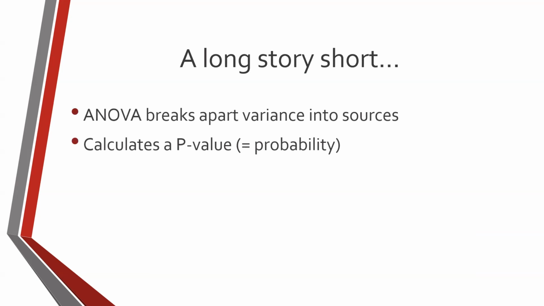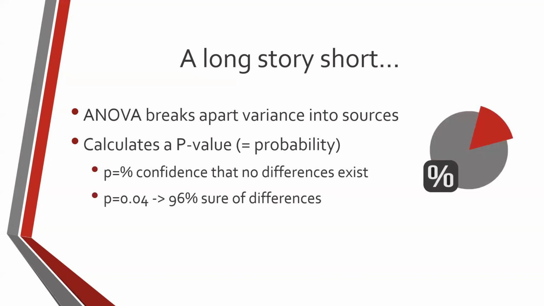So to summarize, the AOV analysis breaks apart the variance of the observations into different sources, and then calculates a p-value as the end result. The big thing is, that p-value is a probability. For the AOV, that p-value is the probability that no differences in treatments exist. So a p-value of 0.04 means we are 96% confident that there are significant differences between the treatments.